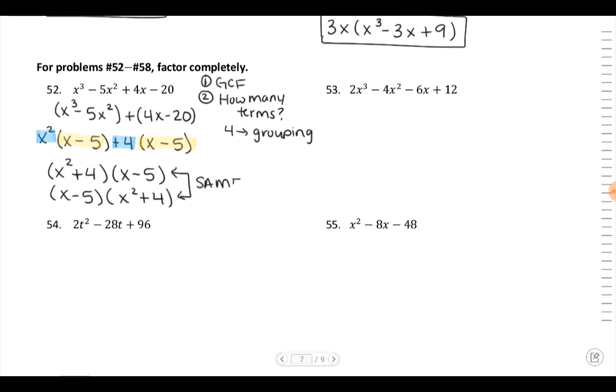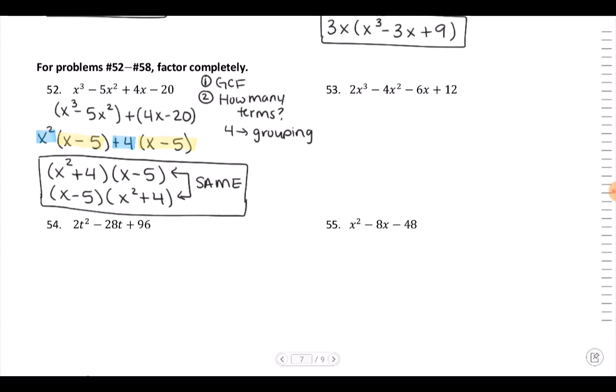Same. So it doesn't matter. The order that you put them in is totally up to you. On the answer key, it is written like this first one here. I usually write it like the bottom one here. That's just my preference, but either way, totally your call, right? Your preference. I'm going to just box all of this to show that.